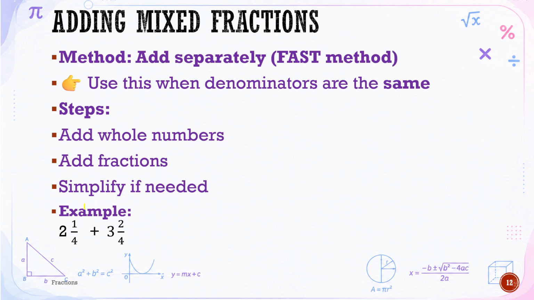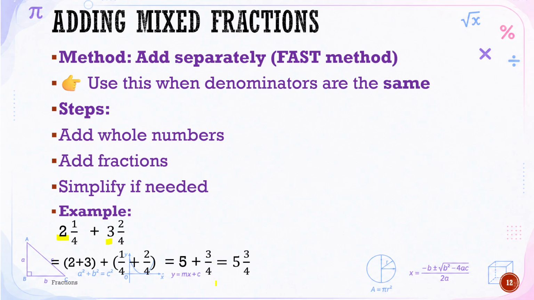Let's take an example of 2 1 by 4 plus 3 2 by 4. So now 2 1 by 4 is a mixed fraction, right? You have a whole 2 and then you have a fraction as 1 by 4. So as a whole 3 and the fraction as 2 by 4. So what the method says? The method says add separately. So add your whole numbers, then add your fractions, and then combine them together. That gives us 2 plus 3, then 1 by 4 plus 2 by 4, right? That is a simple addition of the fractions. So 2 plus 3 gives me 5, and 1 by 4 plus 2 by 4 gives us 3 by 4.